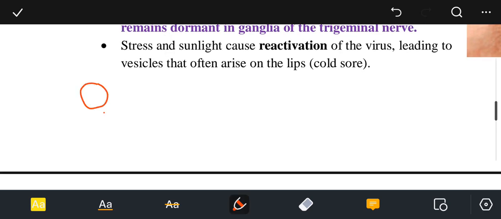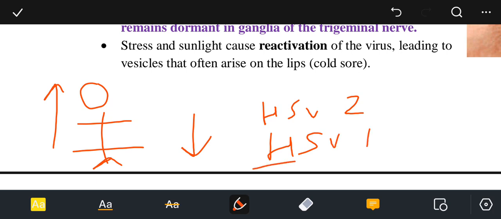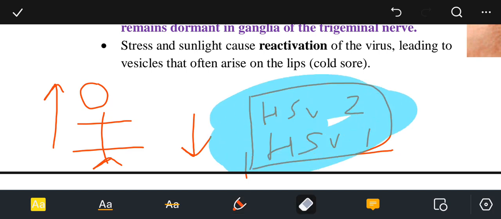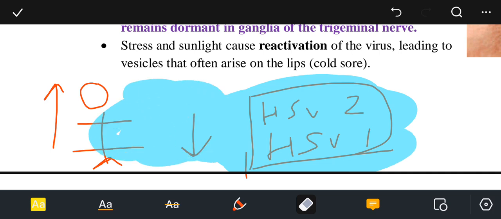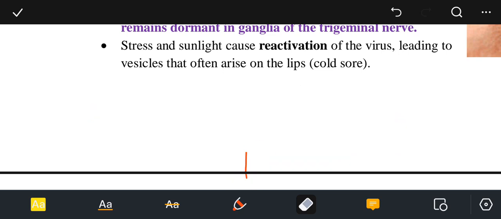There is a rule of thumb that you must remember: suppose this is a human body, all the problems lying below the waist are happening because of HSV type 2, and all the problems happening above the waist are caused most commonly by HSV type 1. This is not a rule, just a mnemonic or rule of thumb, and you cannot generalize it, because there are some problems caused by HSV2 that happen in the brain, right? So remember it like that: HSV2 causes problems below the waist and HSV1 causes problems above the waist.